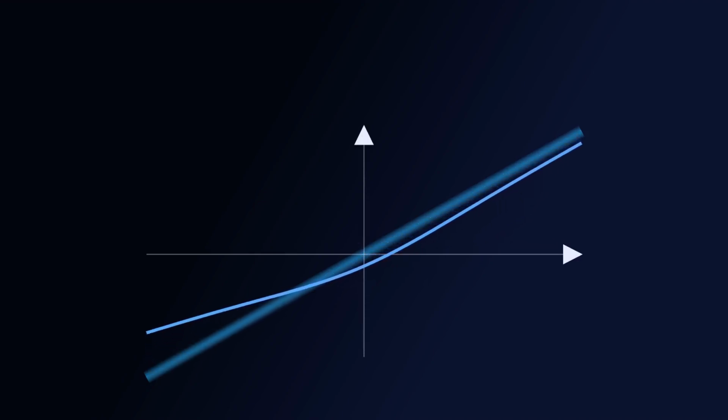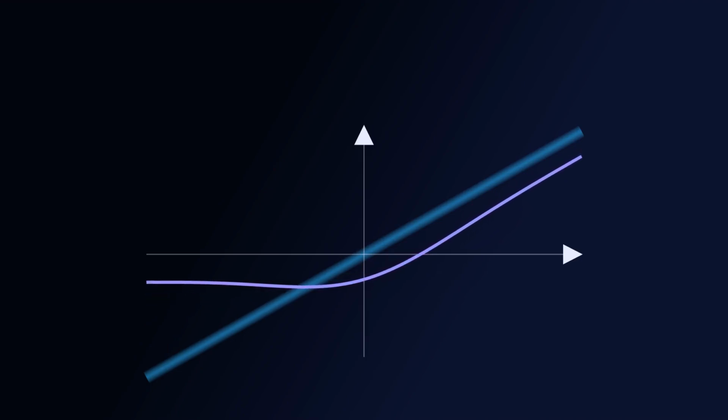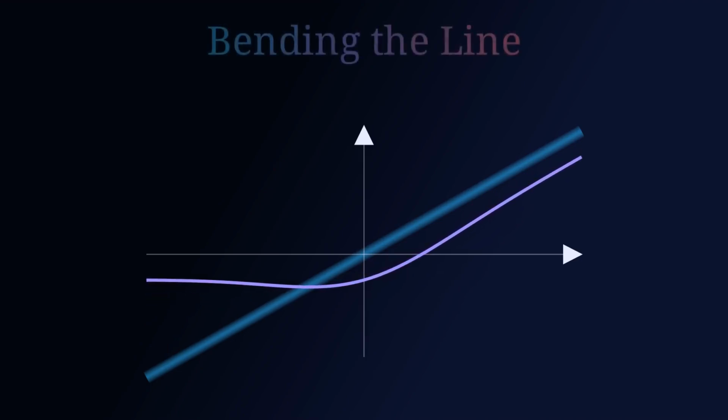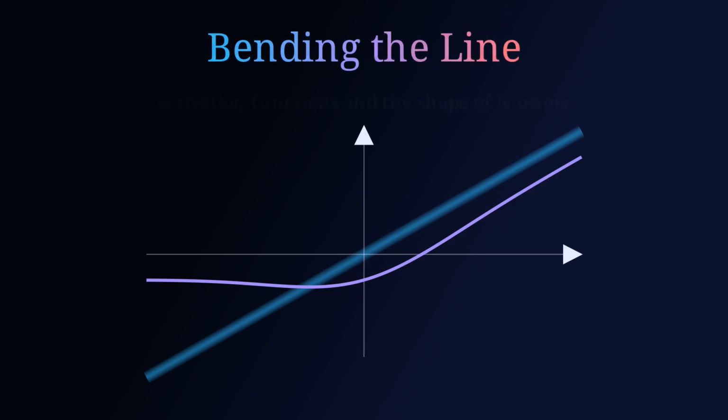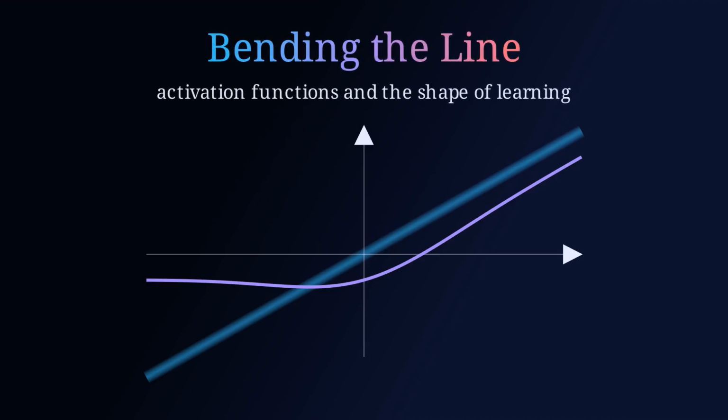Step back and the whole subject fits in a sentence. An activation function is just a chosen way to bend a straight line, and the way it bends is the same as the way it passes learning backward. Master the slope and you understand the function. That's the tour. Now every activation you meet is just another curve bending a line.